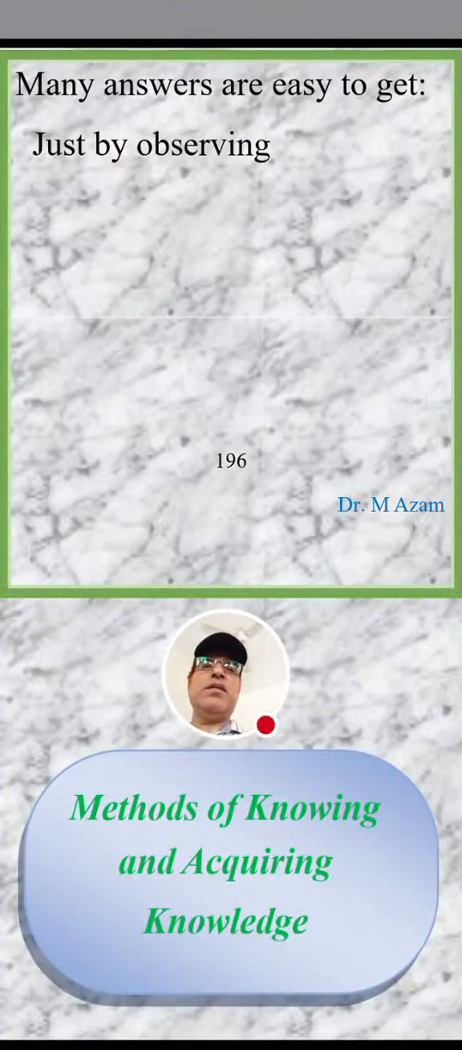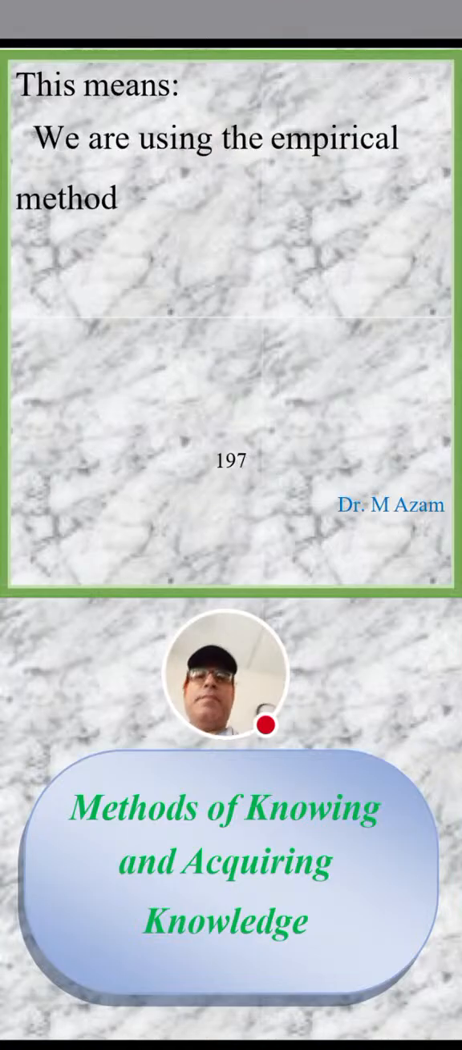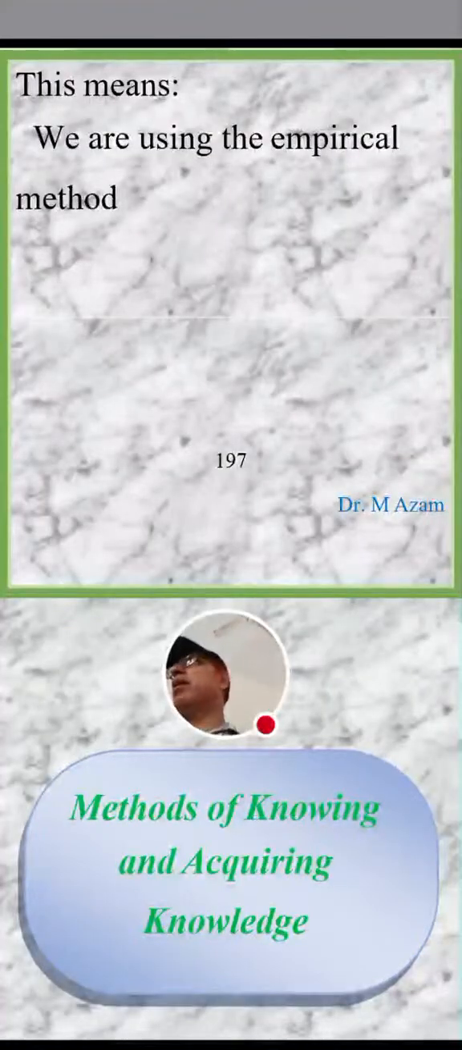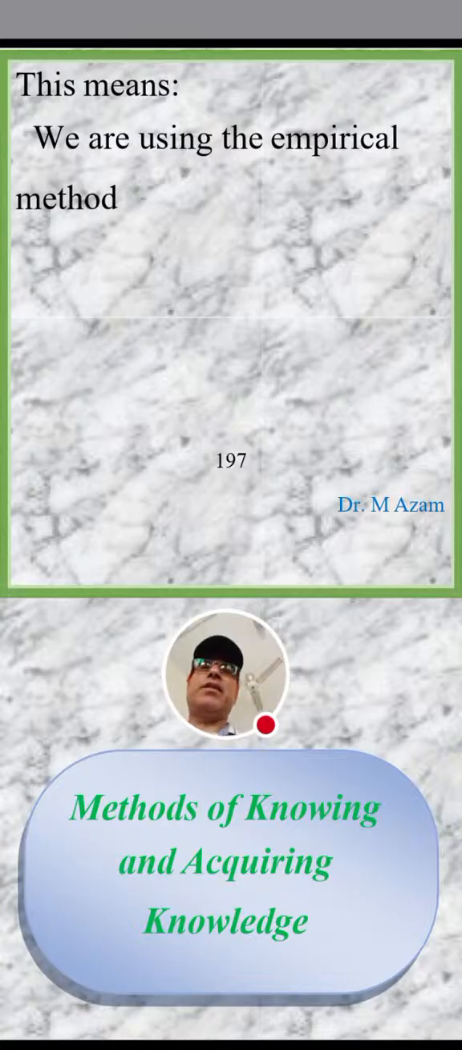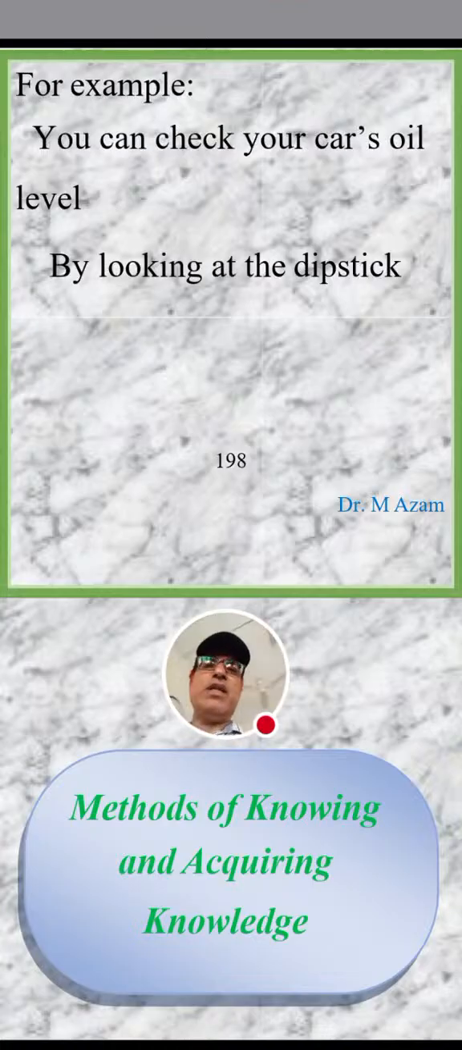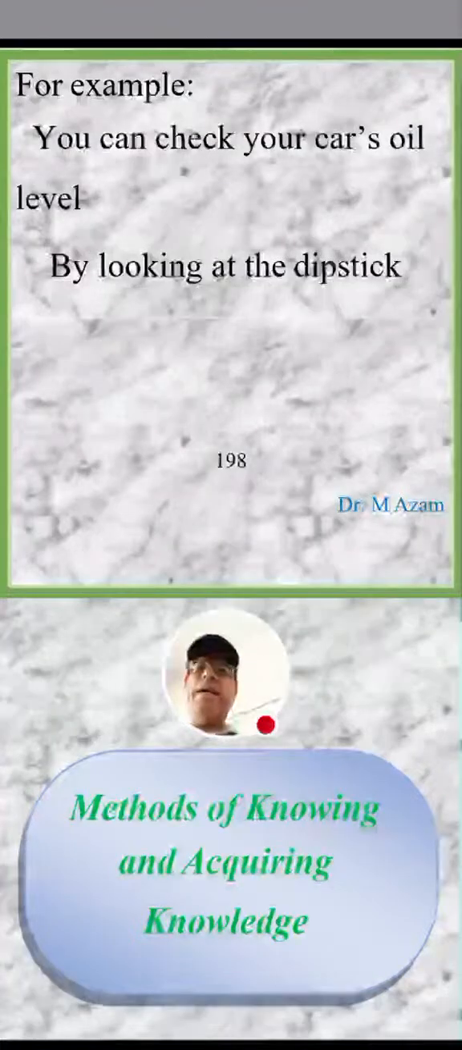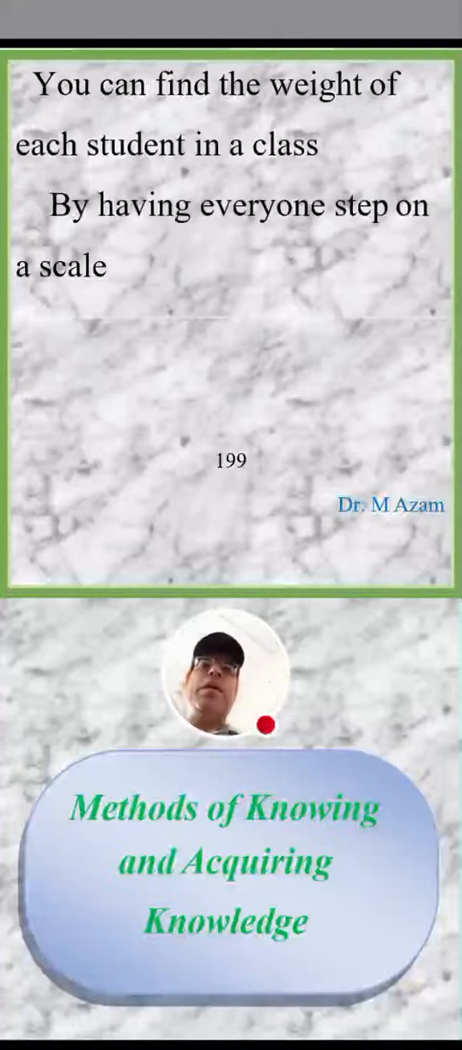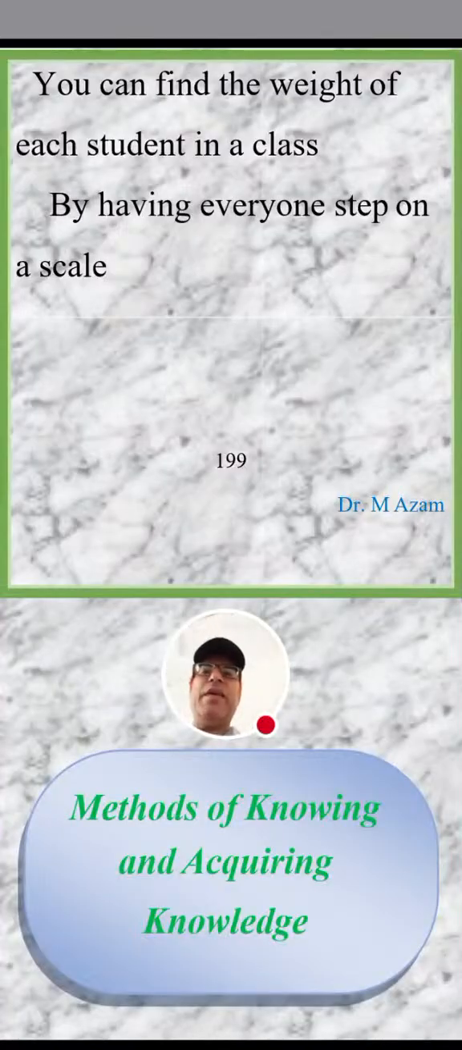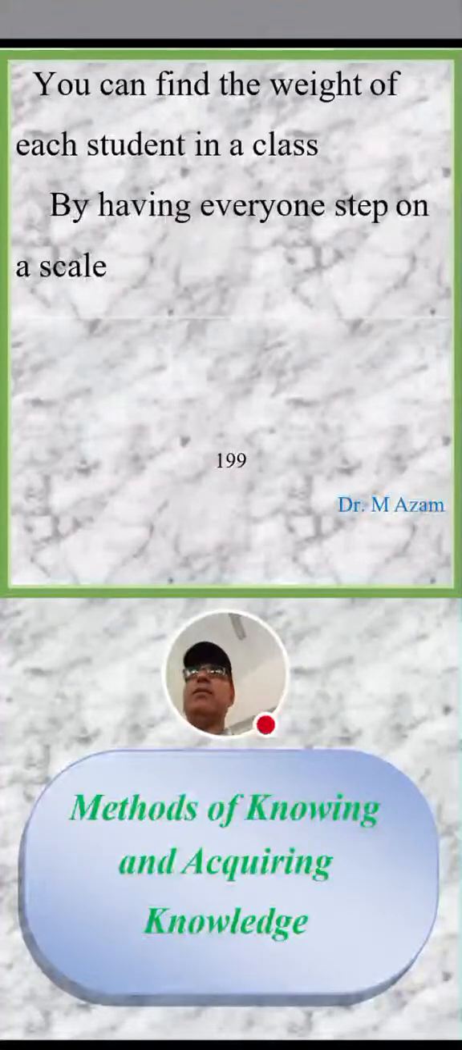Many answers are easy to get just by observing. This means we are using the empirical method. We are observing the world around us. We are experiencing it. For example, you can check your car's oil level by looking at the dipstick. You can find the weight of each student in a class by having everyone step on a scale.